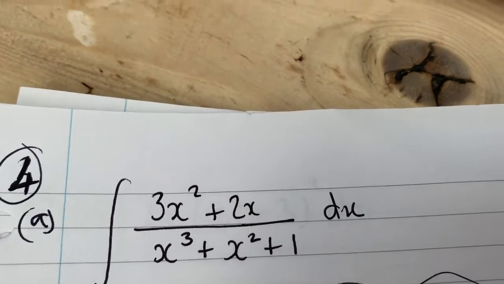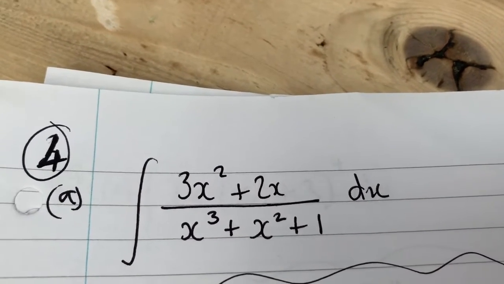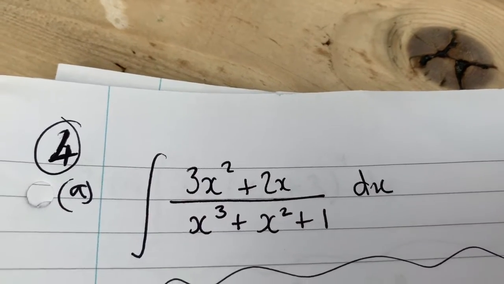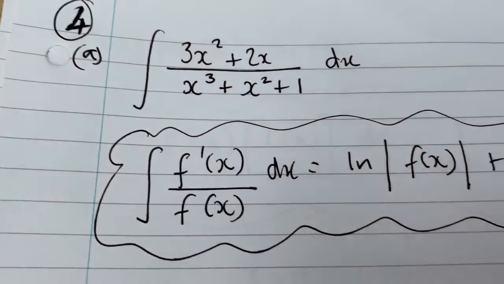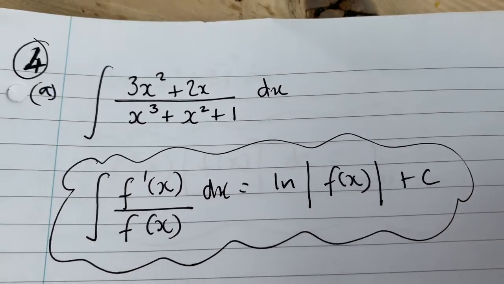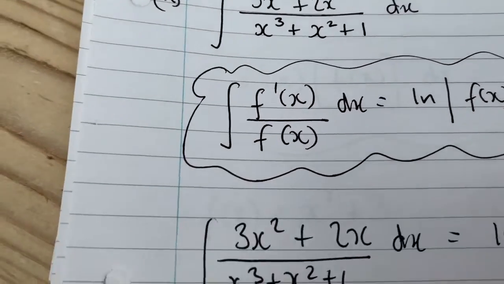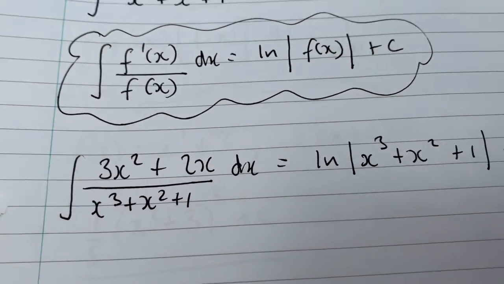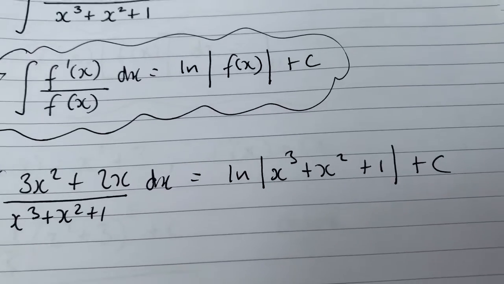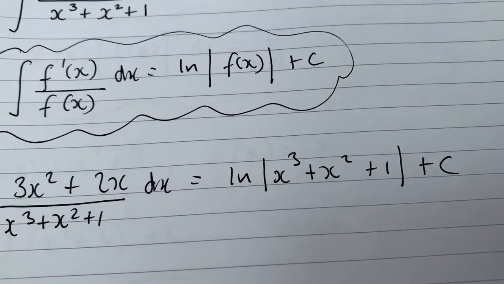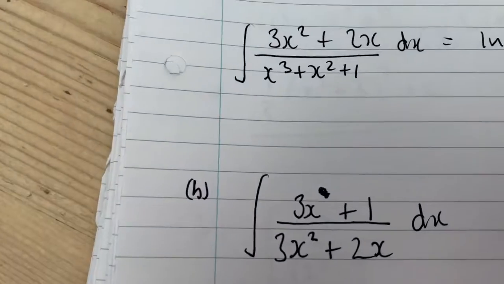If I differentiate the denominator, I'm going to get 3x squared plus 2x, right? It's perfect. You are going to be using that formula that you've been given. So it's straightforward. If you integrate that, you are going to get a natural log of your denominator. That was a straightforward one.